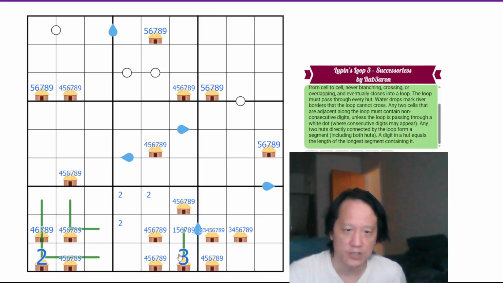Okay, that's interesting. So again, we have this same thing. If this connects directly, these are the same segment for the longest segment of 4, and that's not allowed. So these cannot connect. This can't go up, so this must go this way.